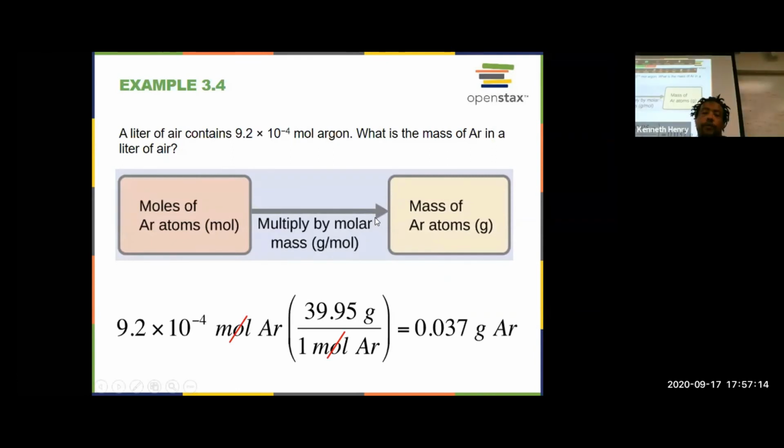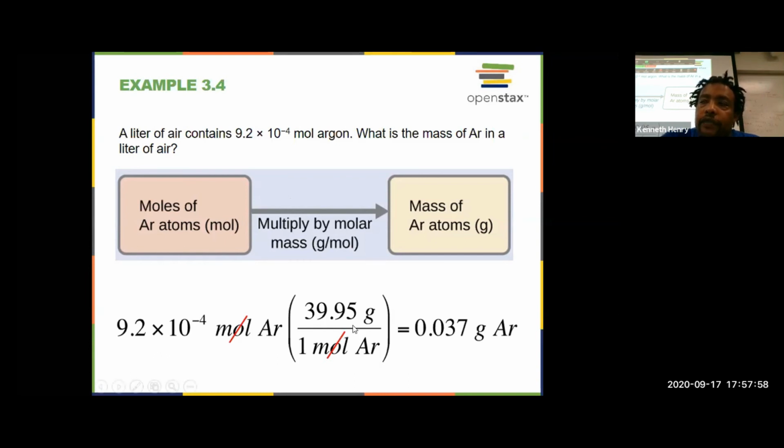Okay, so it says a liter of air contains 9.2 times 10 to the minus 4 moles of argon. What is the mass of argon? So in this case, we're going from moles of argon to mass of argon. We're going to be using molar mass again, but this time we're multiplying by it. So we line it up so that our starting number is 9.2 times 10 to the negative 4 moles of argon.